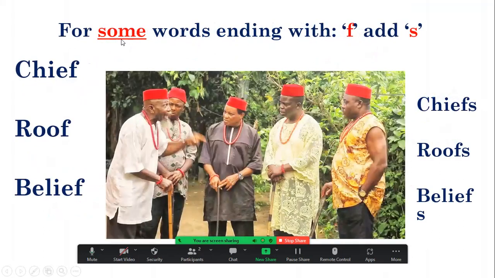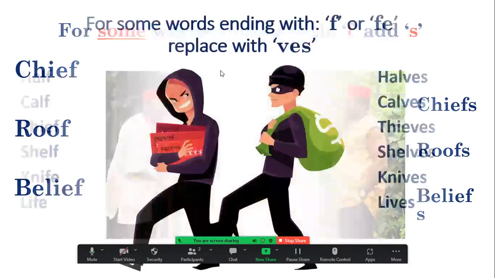For some words ending with F, you add S. For some words, not all. For example, chief, you say chiefs. Roofs, you say roofs. Belief, you say beliefs. That's for some words.